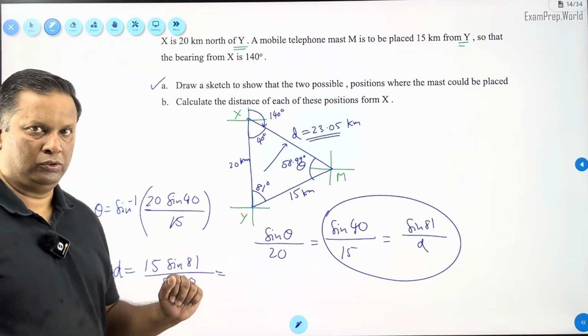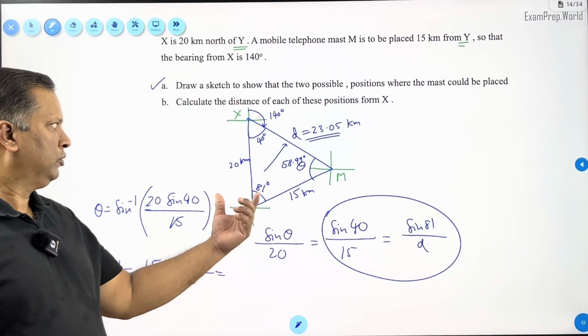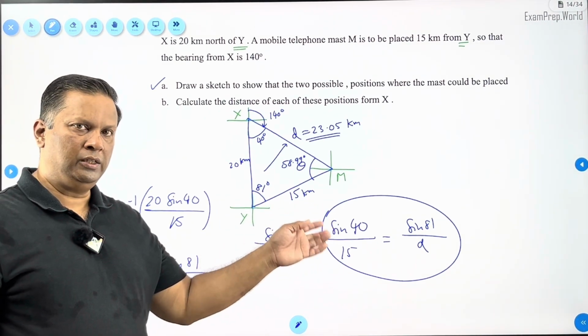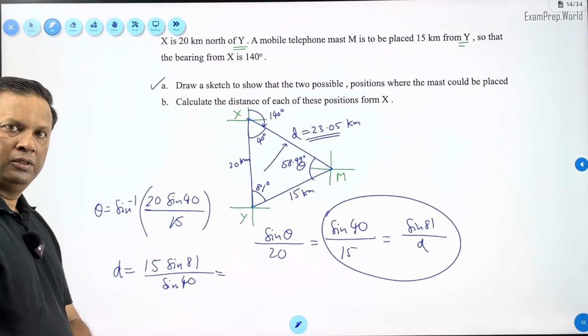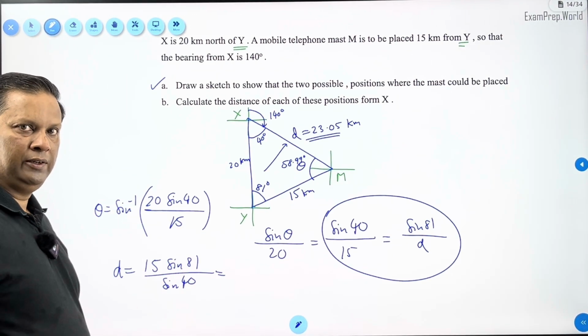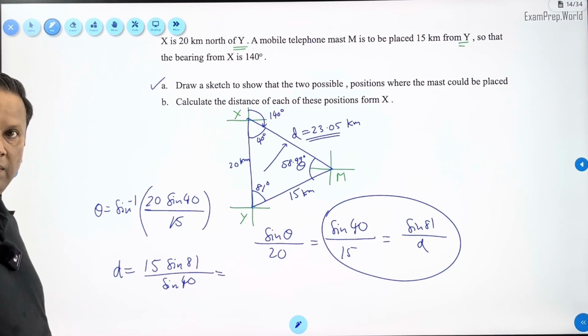See, we used sine rule here. We didn't use any cos rule. So first we found the angles, and using angles we could find any side of the triangle. That's how we use sine rule. Okay, pause the video and try to understand and do it yourself.